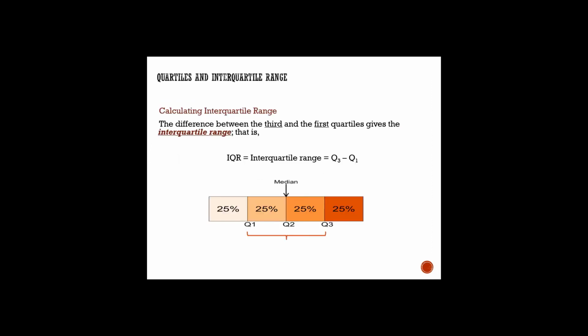Now we have one more calculation that we perform with quartiles. We look at something called the interquartile range. That's the distance between quartile 3 and quartile 1, the middle half of your data set, if you will. So we take quartile 3 and subtract quartile 1, and it gives us that interquartile range.